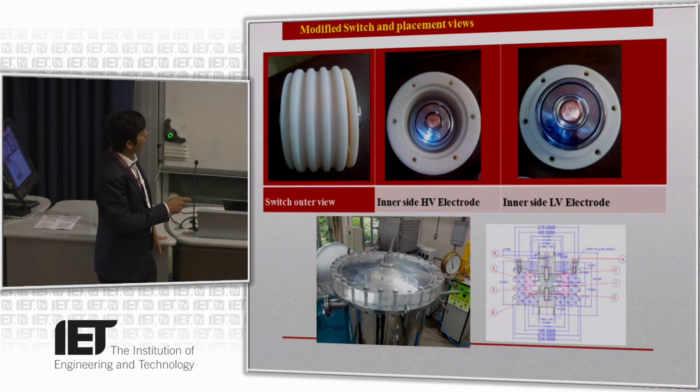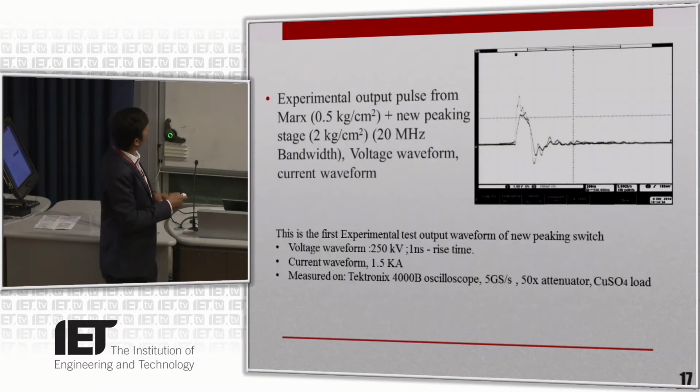We are feeding some gas pressure from the upper electrode. If you observe carefully, there is a small hole here. This hole is for inserting gas inside the chamber of the switch, and we applied about 15 kg per centimeter squared pressure, and we are also thinking about 80 atmosphere pressure in the next experiment. Initially the Marx tank is at about 0.5 kg per centimeter squared, and the new peaking stage is 2 kg only.